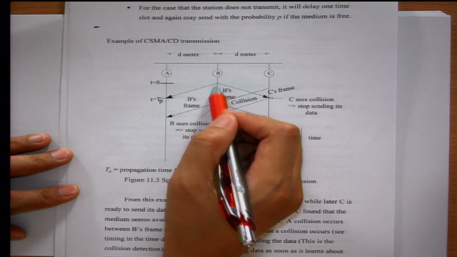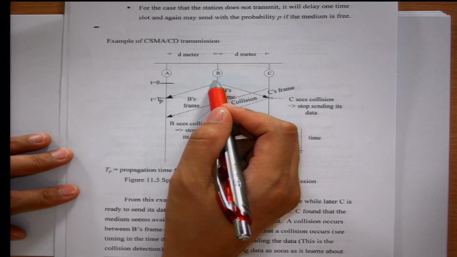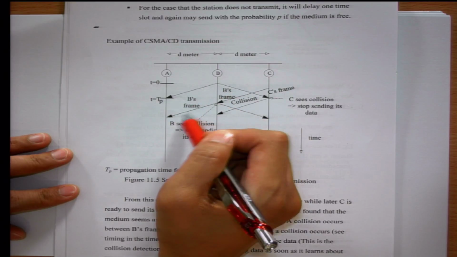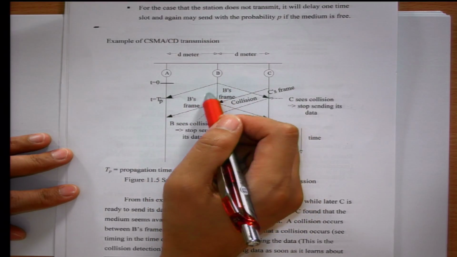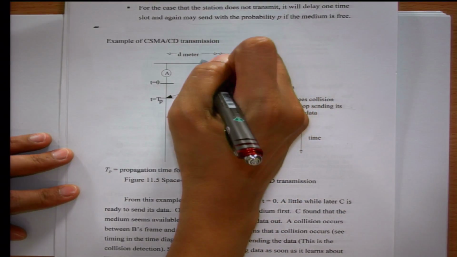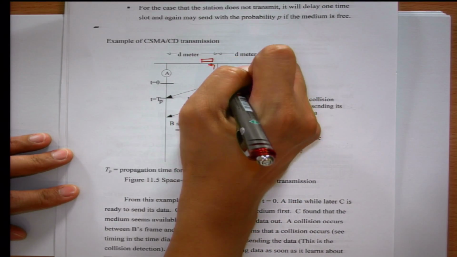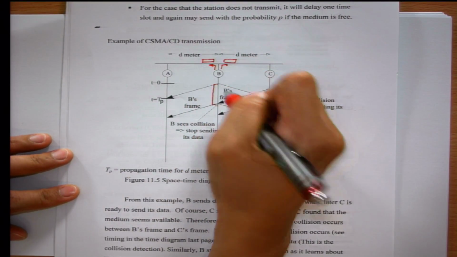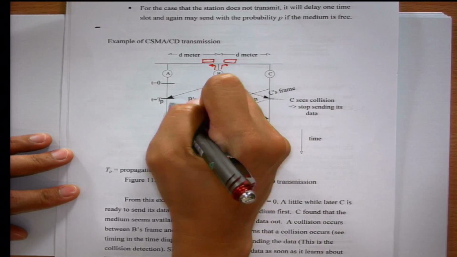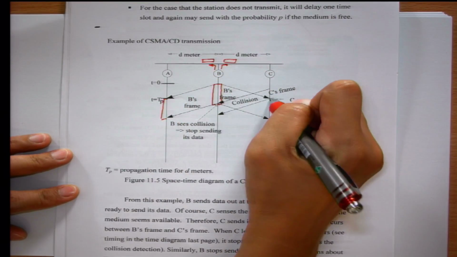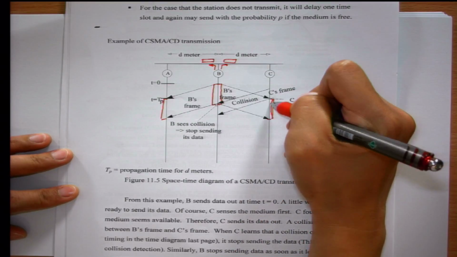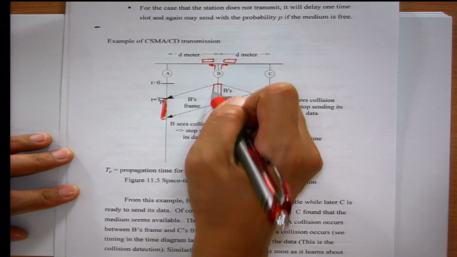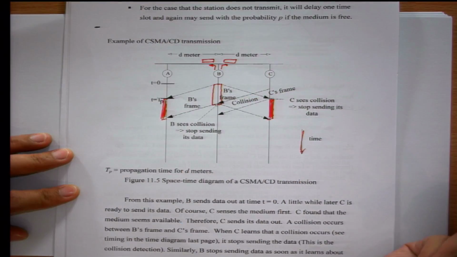And B is sending a frame, right? So the first bit arrives at this time, and the last bit arrives at this time. So this is the time of the frame that B is transmitting. You can look at it like a frame going this way, and it has arrived here. So this is a frame, and this is the time axis.